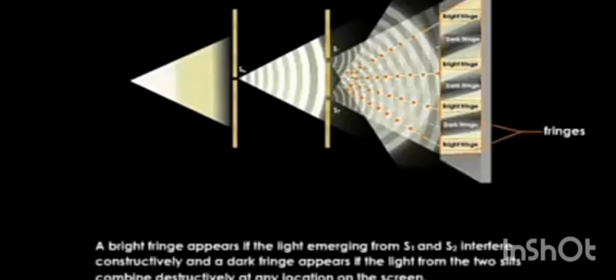What causes bright and dark fringes? A bright fringe appears if the light emerging from S1 and S2 interferes constructively, and a dark fringe appears if the light from the two slits combines destructively at any location on the screen.